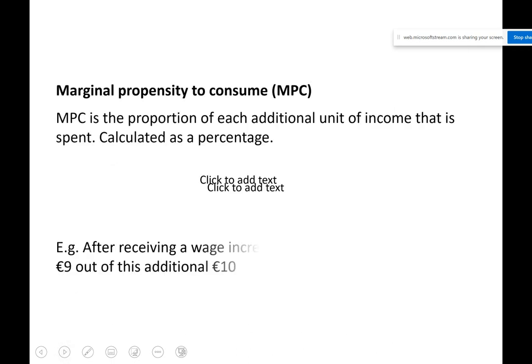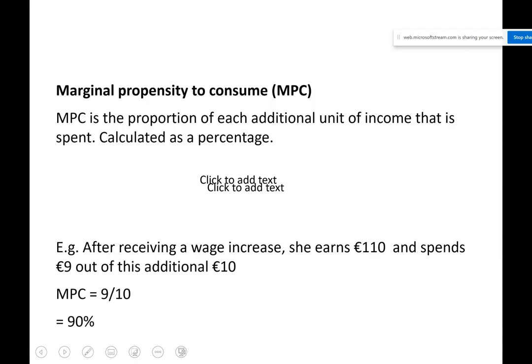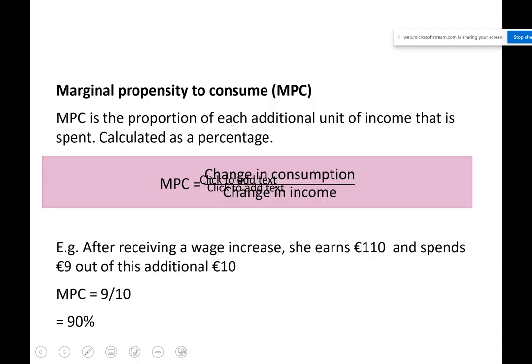And the next one is this thing called marginal propensity to consume. Why does it say click to add text there? That's really annoying. Forget about it. Anyway, this is the same sort of thing, but there's a word in economics that I've told you that you need to know about. This thing called marginal propensity. Marginal is the additional.